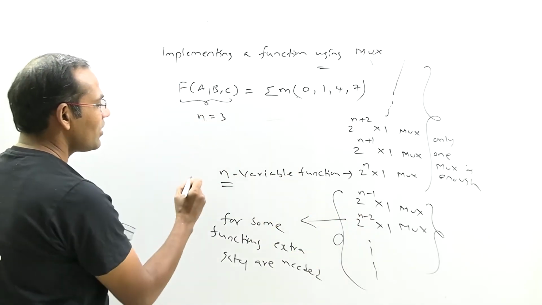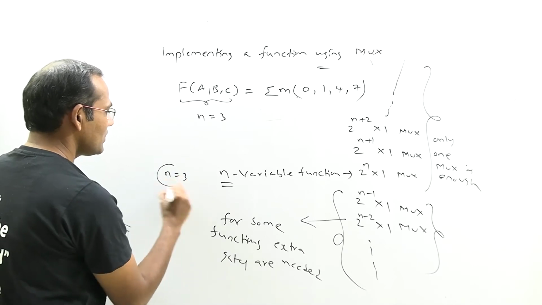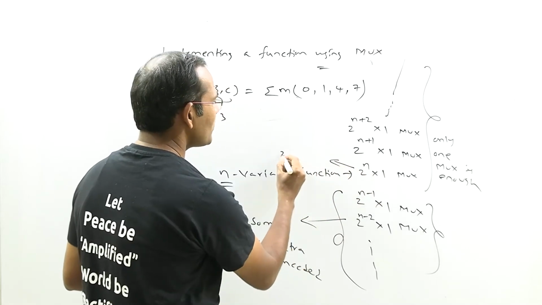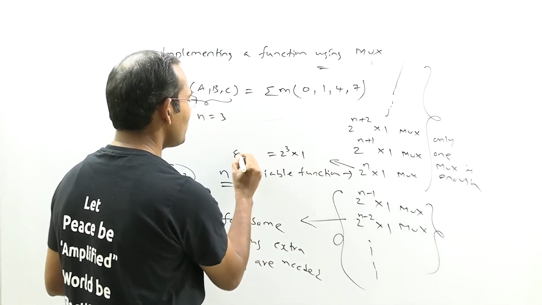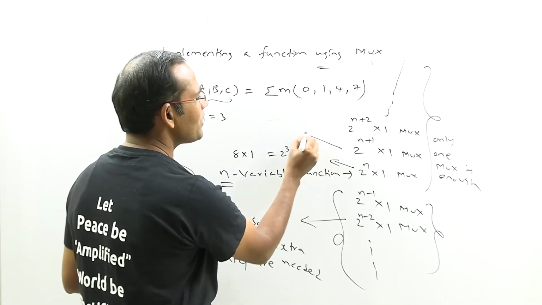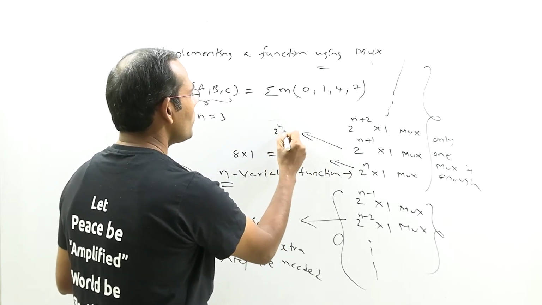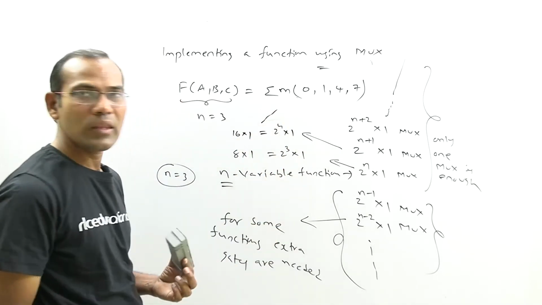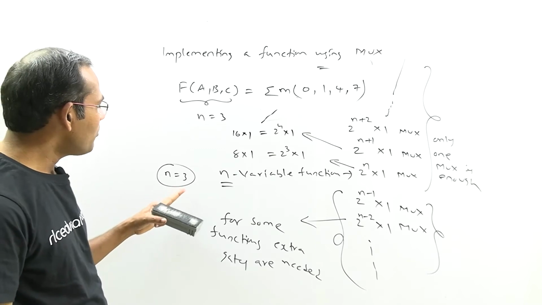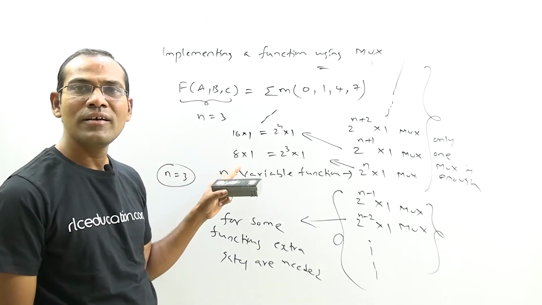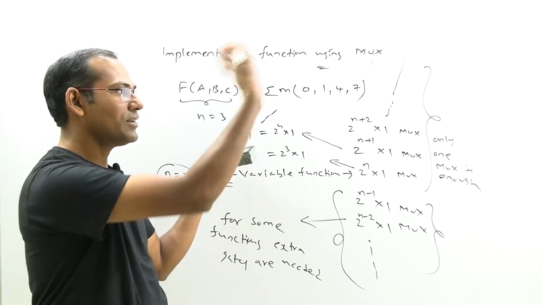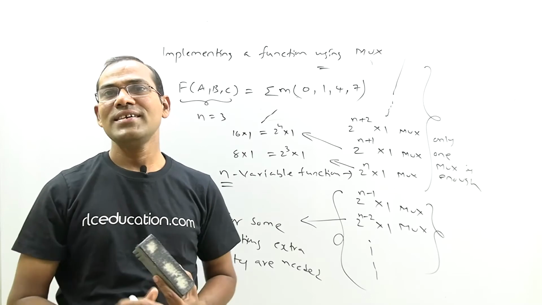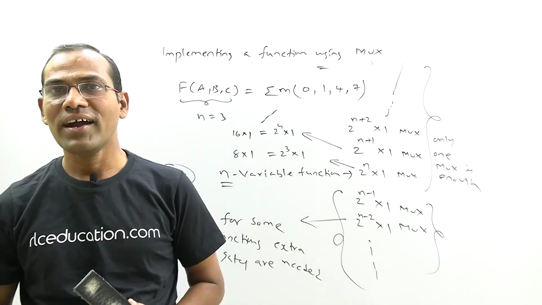Suppose here n equal to 3. Then 2 power n by 1 mux means 2 power 3 by 1 mux, that means 8 by 1 mux. 2 power n plus 1 means 2 power 4 by 1, that means 16 by 1 mux, and so on. Now, if you implement a 3 variable function by using 8 by 1, 16 by 1, and the next size 32 by 1, and so on, only that mux is enough. No extra gates are required.